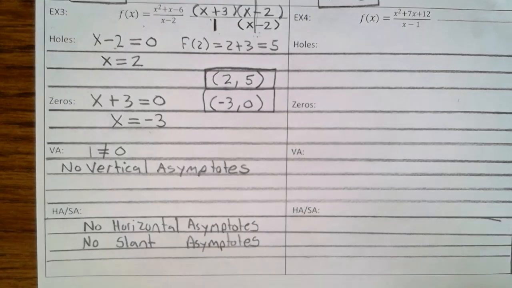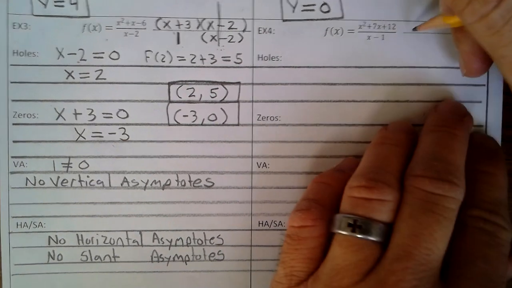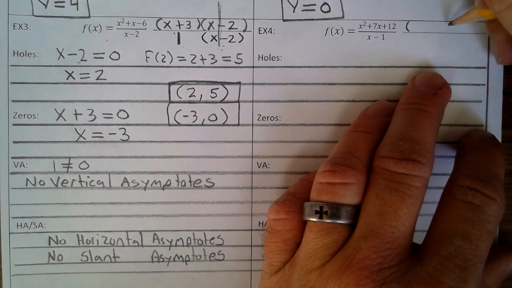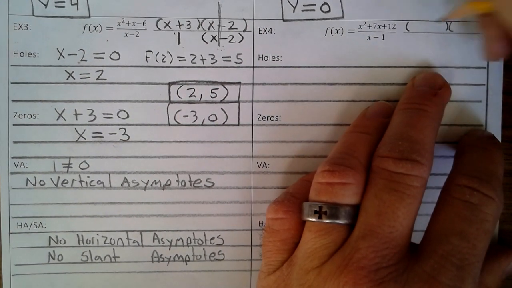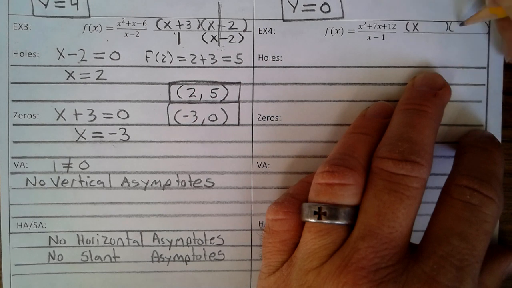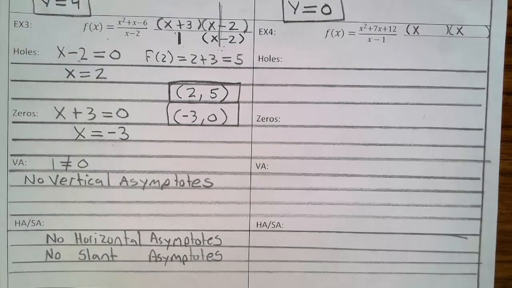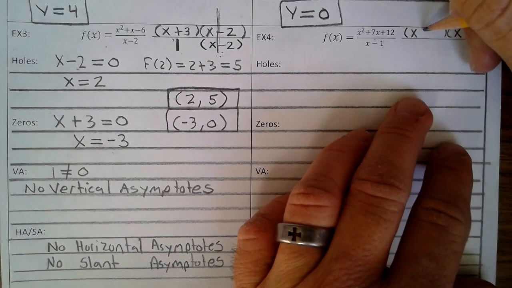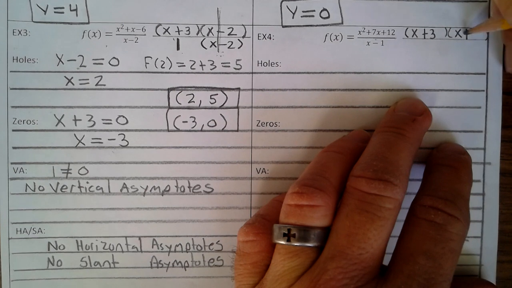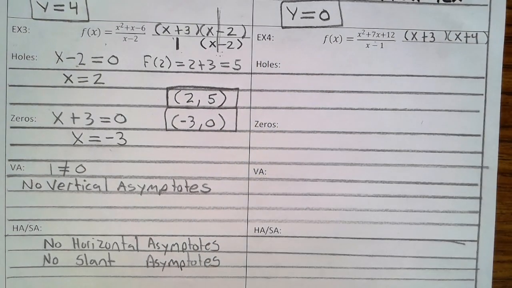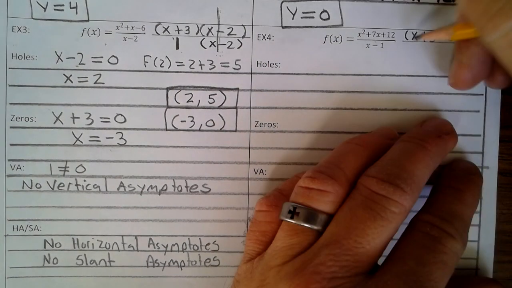Okay, now let's take a look at example 4. Okay, so we're going to factor the numerator, 2 parentheses. We know x and x makes x squared. And we have to ask ourselves, what do you multiply to give you 12 and combine to be 7? The answer to that is x plus 3 and x plus 4, divided by x minus 1. Now, nothing divides and becomes 1, so there are no holes.